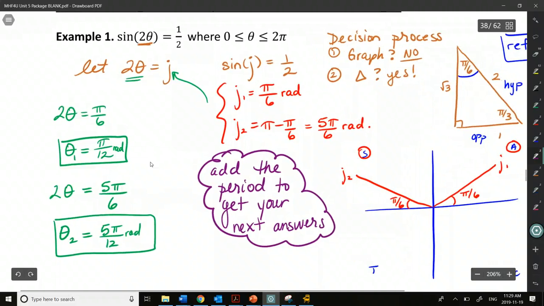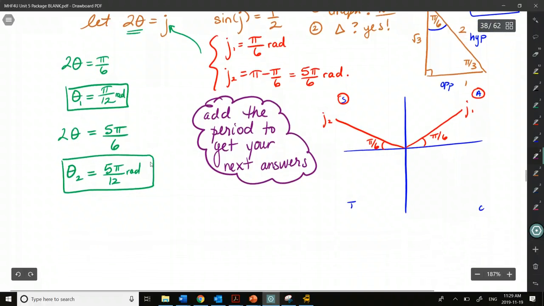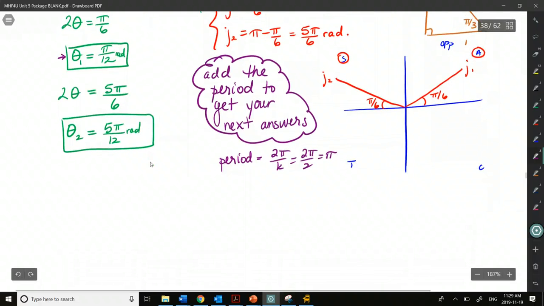Here, the period of our function, I can calculate using that k value, right? We said period is always going to be equal to 2 pi over k, and in our case it's 2 pi over 2, leaving us with a period of pi. So I'm going to take my theta 1 and add pi to that, and then I'll take my theta 2 and add pi to that, and that will give me theta 3 and theta 4.